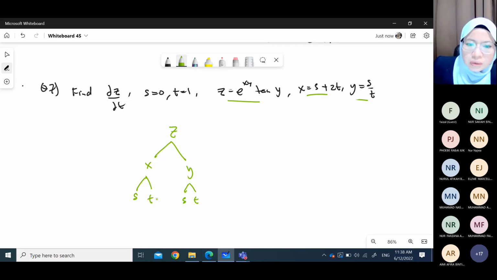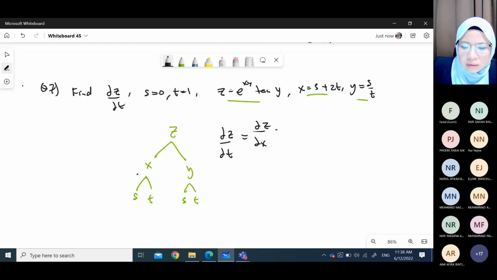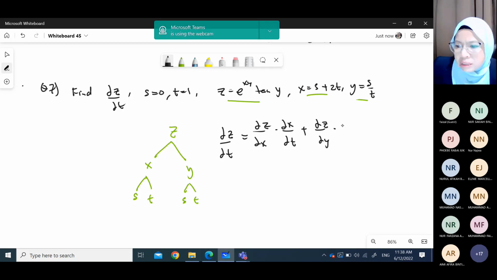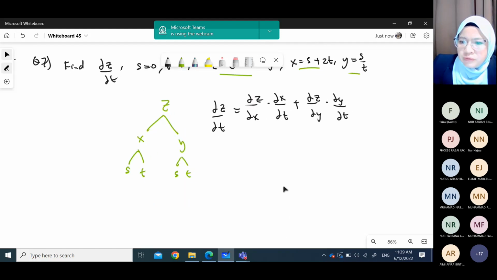Okay, so now del z del t. Del z del t is equivalent to the partial derivative with respect to x on z multiplied with del x del t, and then plus the partial derivative with respect to y on z multiplied with del y del t. Alright, so this is the formula for the derivative with respect to t on z. So next, apa nak kena buat? We need to differentiate with respect to x.